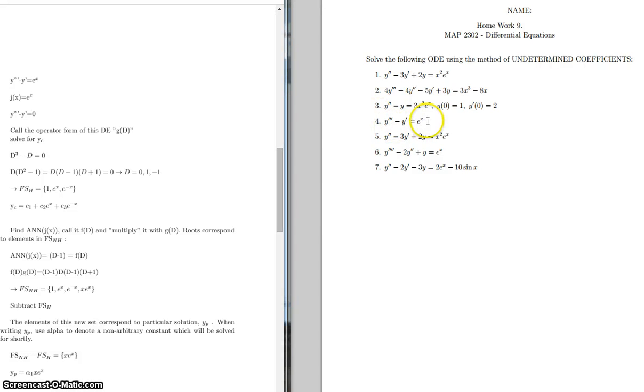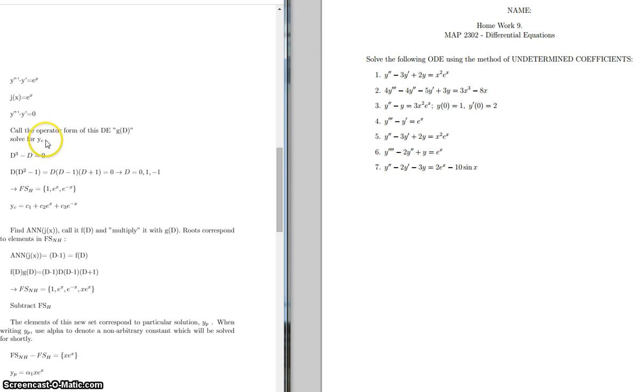Okay, we're going to answer question number 4. We have y triple prime minus y prime equals e to the x, so our j of x is going to be e to the x. Our differential equation in its homogeneous form is y triple prime minus y prime equals 0. So we're going to call the operator form of this differential equation g of d for convenience later on.